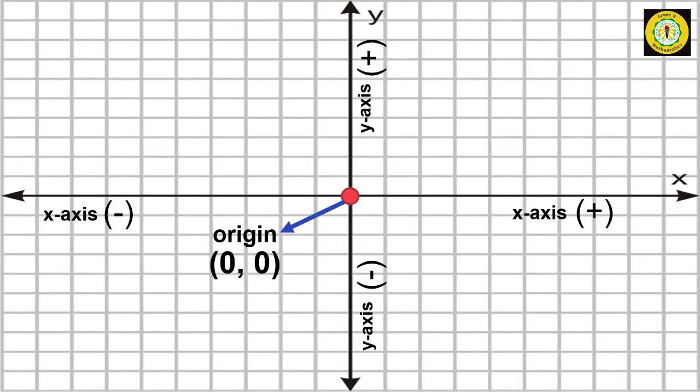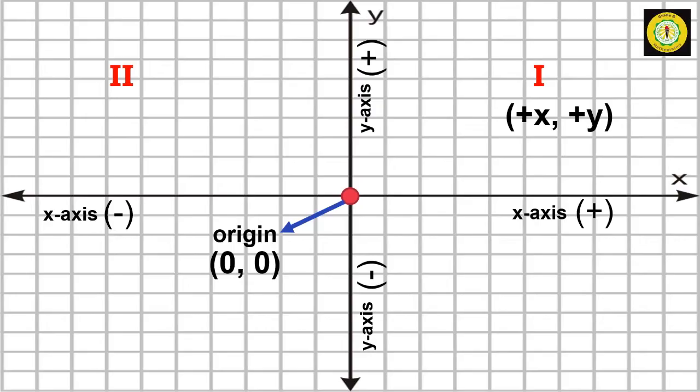X-axis and y-axis divide the plane into 4 quadrants or 4 regions. So we have quadrant 1 na merong positive x and positive y. So ibig sabihin po itong positive x and positive y, lahat ng ordered pair na makikita natin sa quadrant 1 ay merong positive and positive sign.